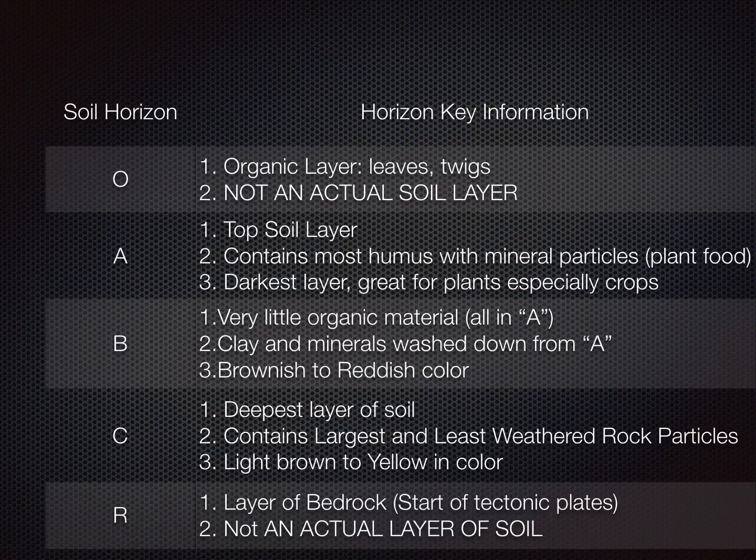With the B layer, there's very little organic material because all of it was taken in the A by the plants. This is where you'll find clay and minerals that are washed down from A. This is where gravity takes place. When weathering happens and water rains on soil and things are pushed down, this is where they'll go. And typically the B layer is brownish to reddish in color. In North Carolina, we have red clay. However, in other parts of the world, like Buffalo where I grew up, we have brown clay.